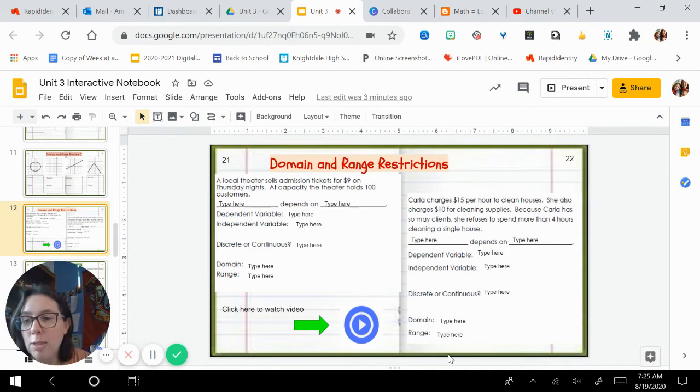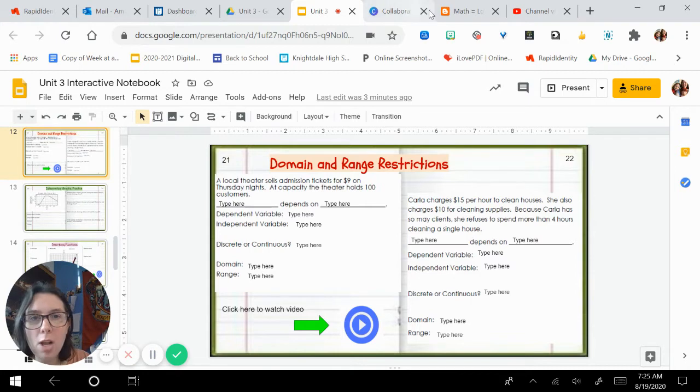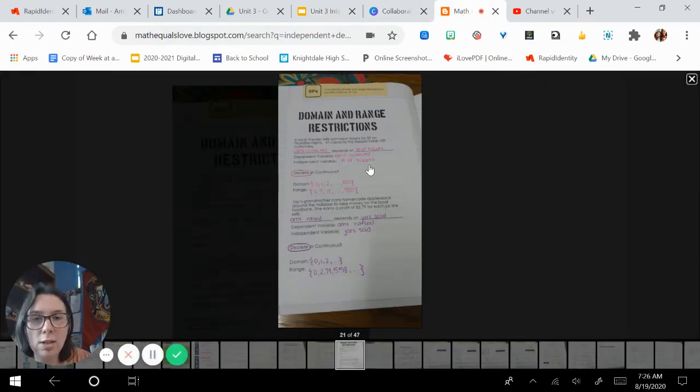So thinking about specifically word problems, what happens when we have to restrict what our X values are, so therefore it's going to restrict what our Y values are. So we're going to be looking at a word problem, and then you're going to do the other word problem on your own, okay? So let's look here.